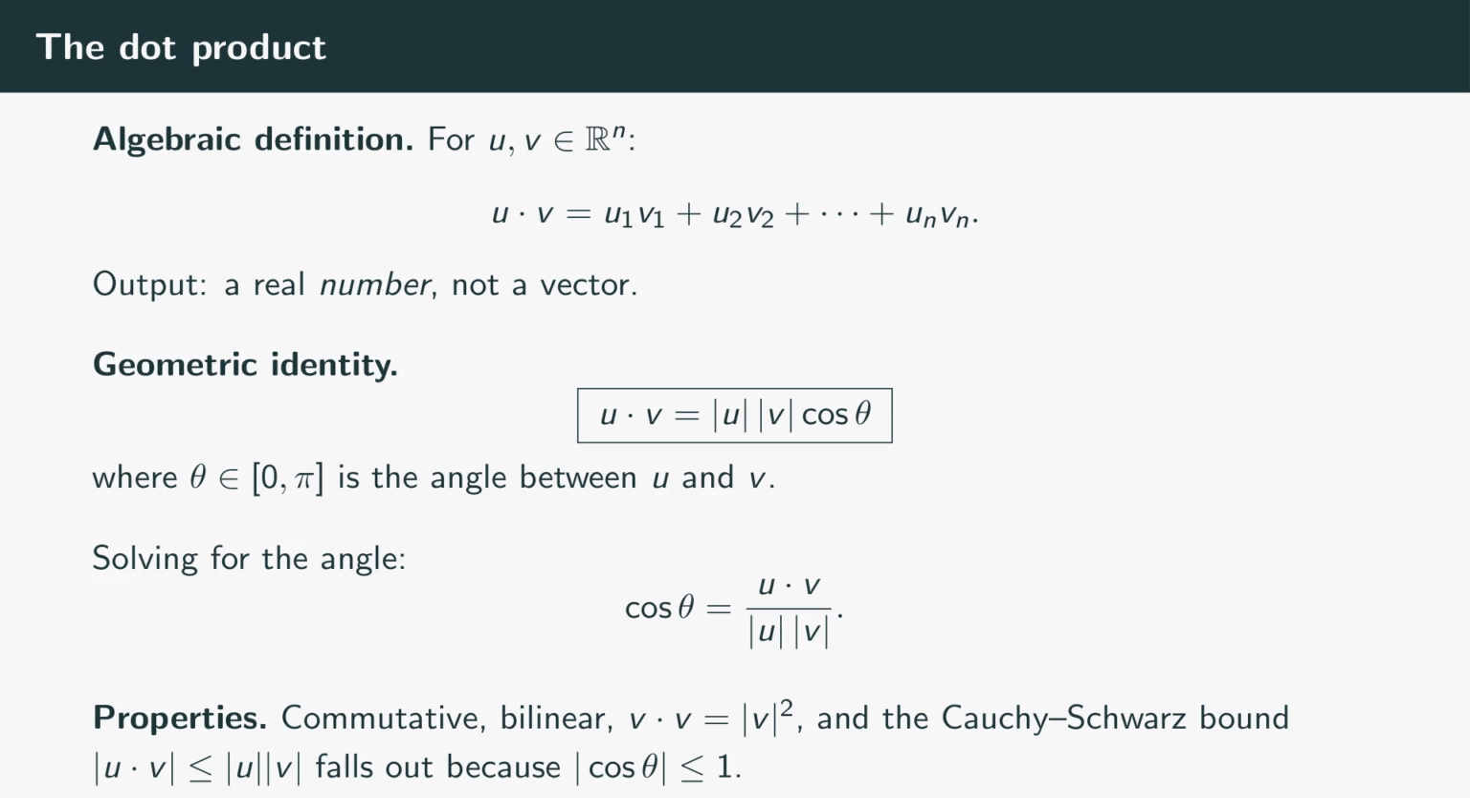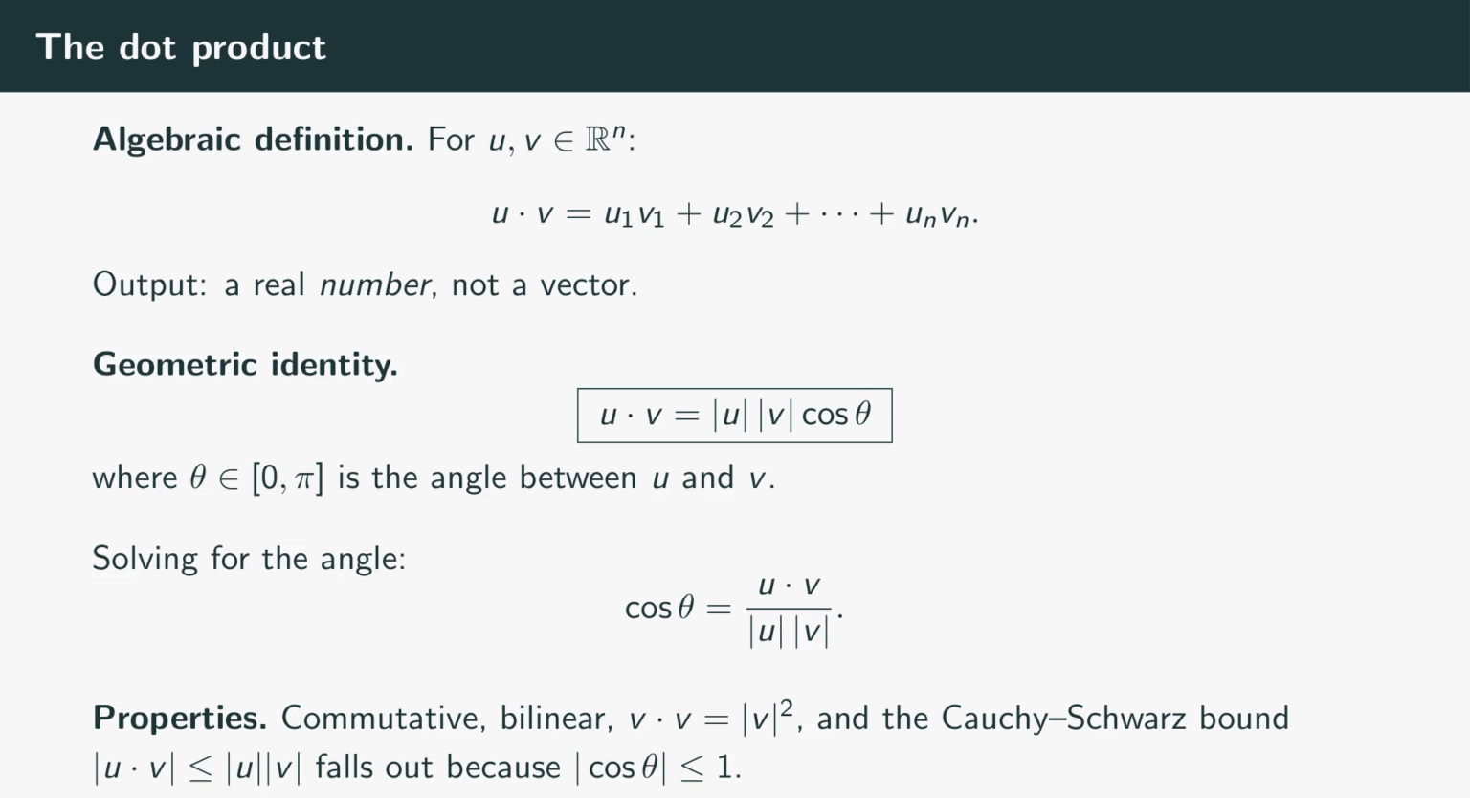On the left, an algebraic sum of products of components, coordinate dependent, easy to compute. On the right, a coordinate-free geometric expression involving lengths and an angle. Equating them gives the formula that solves an enormous fraction of multivariable geometry problems. Cosine theta equals u dot v over the magnitude of u times the magnitude of v. Type two vectors in component form into the right-hand side, and out pops the cosine of the angle between them.